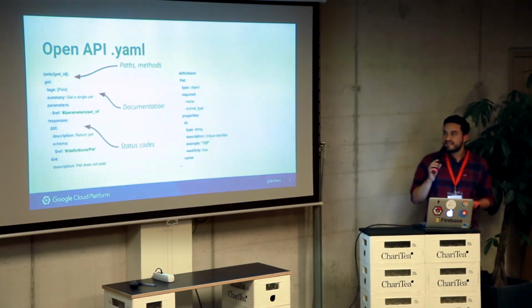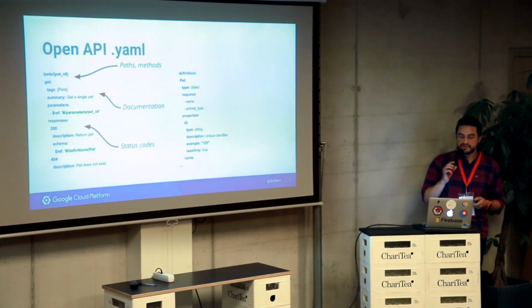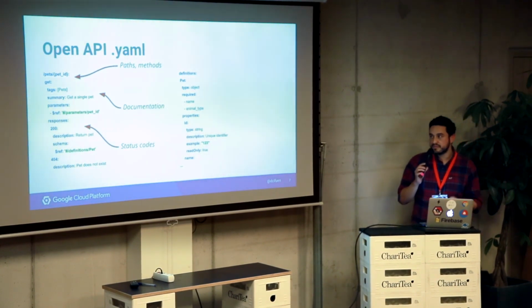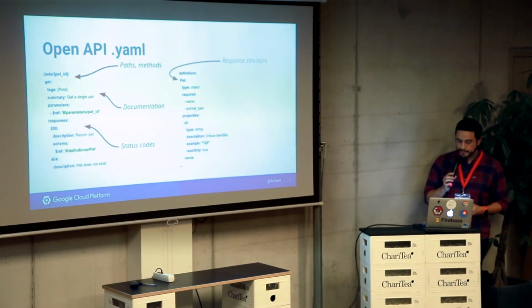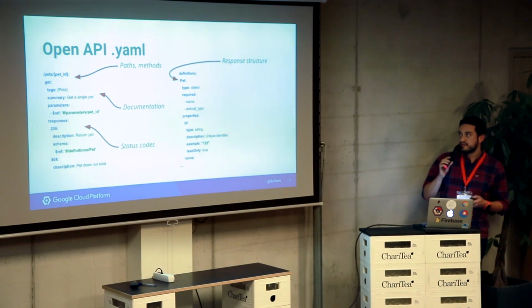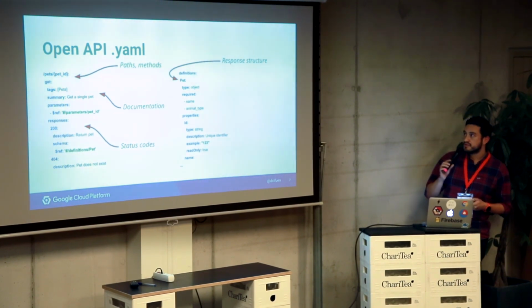It also describes the different status codes. So when a user calls the API, they know which are the different possibilities. If everything goes right, then you get a 200, for example, or you can get a 404 error. And of course, the structure of the response.